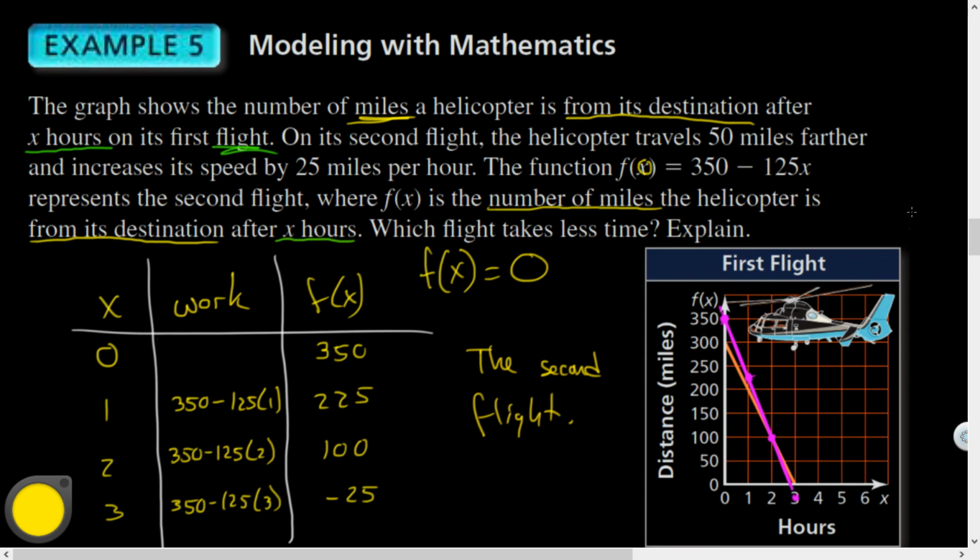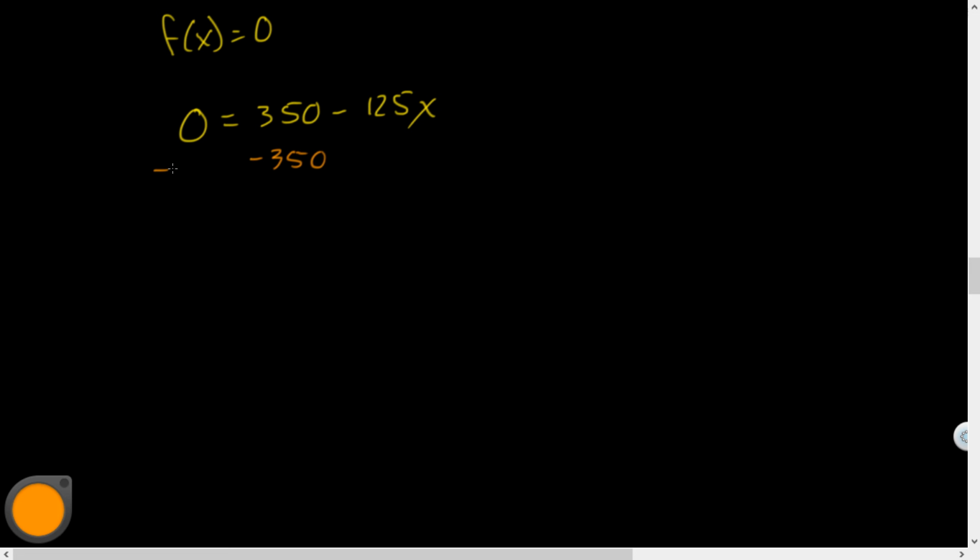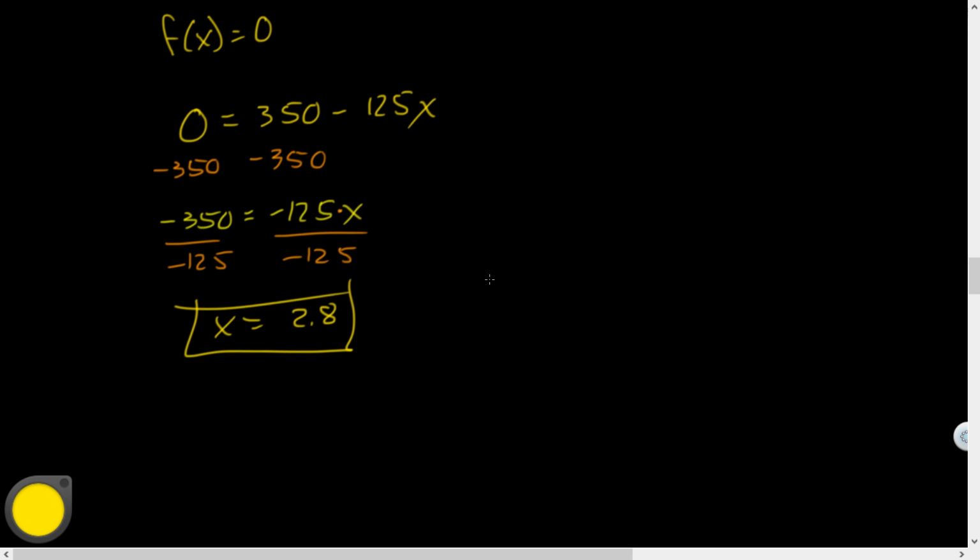We could actually solve that. Let f of x equal 0. So I'm going to have 0 equals 350 minus 125x. If I solve this, I would subtract 350 from both sides. 0 minus 350 is negative 350 equals negative 125x. How do I get x by itself? It's being multiplied there. What do you guys think? Divide by negative 125, right? And I will get x equals 2.8, which means it takes 2.8 hours for the second flight to be 0 miles from its destination.